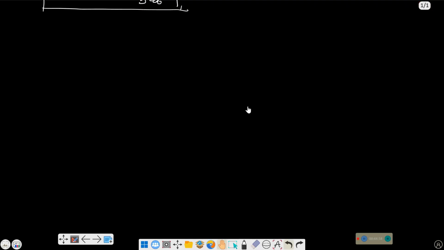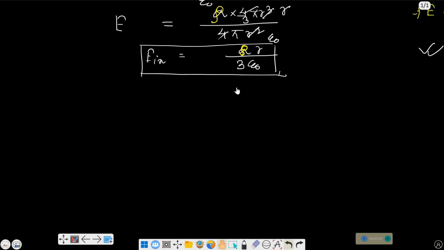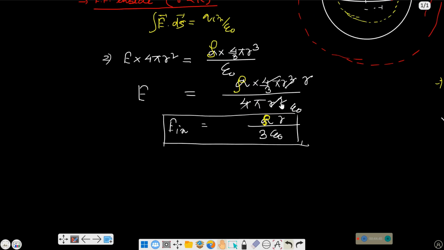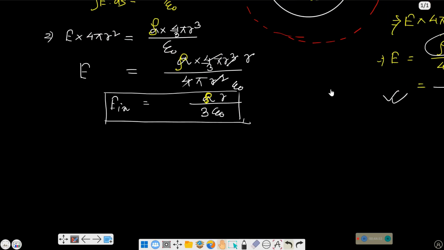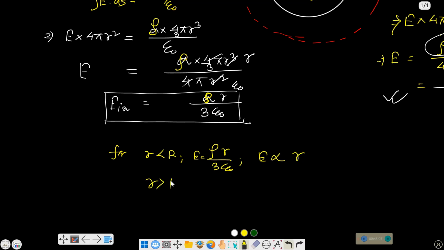Now if you want the graphical variations for this, we can write it as follows. For r less than R, that means an inside point, the electric field is rho r by 3 epsilon naught, that means E is proportional to r. For r greater than R, it is equal to kq by r square, that is E is proportional to 1 by r square.